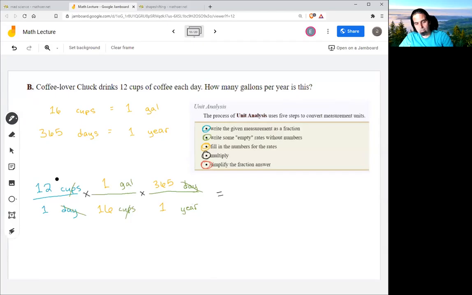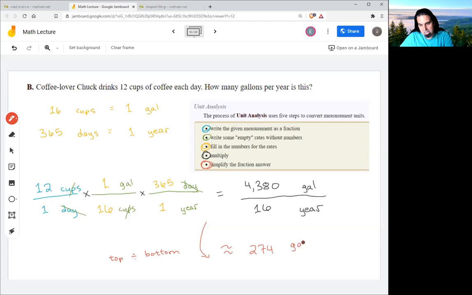Now I multiply across. Across the top, 12 times 1 times 365. So 4,380. And the only label that's left is the gallons I wanted. On the bottom, 1 times 16 times 1 is 16. And the only label that's left is the years. Then finally, top divided by bottom. And I get about 274 gallons per year.